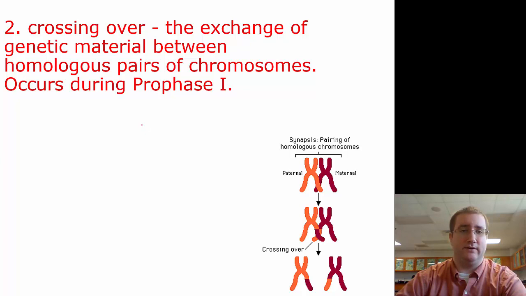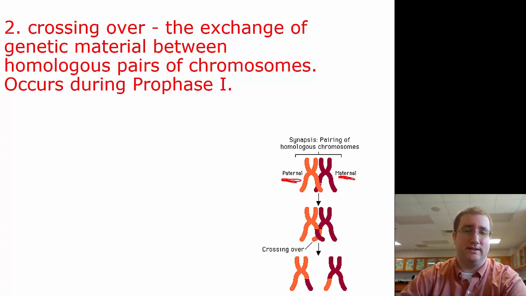The second way that we create variation is through crossing over, which is when there's an exchange of genetic material between homologous pairs. This occurs during prophase 1. We discussed that during prophase 1, the homologous pairs pair up. So dad's chromosome number 1 finds mom's chromosome number 1.